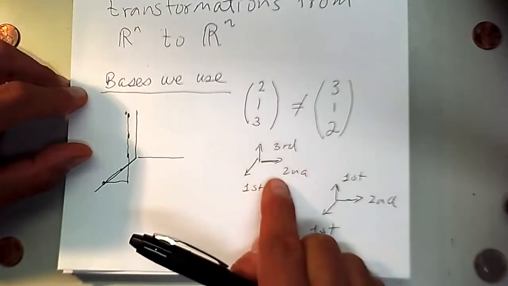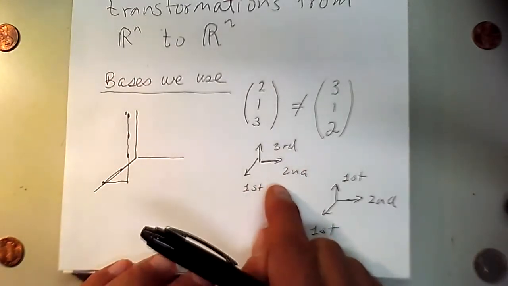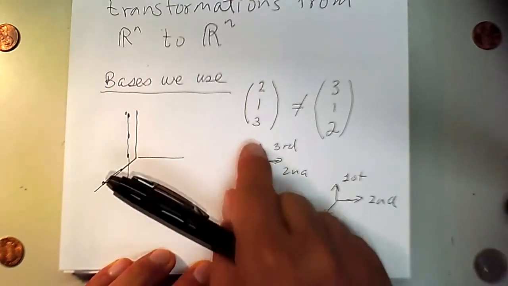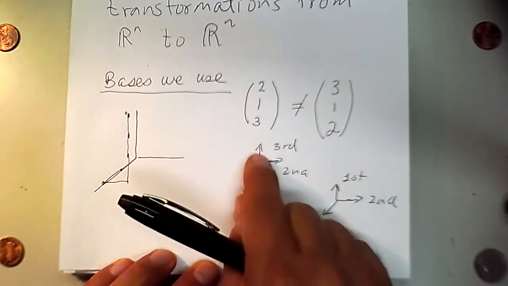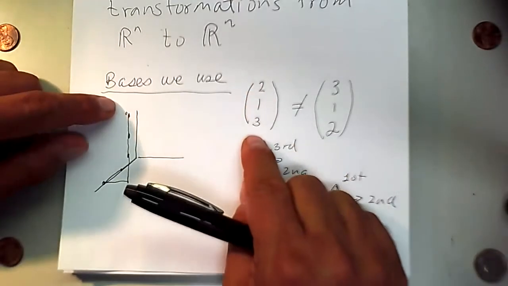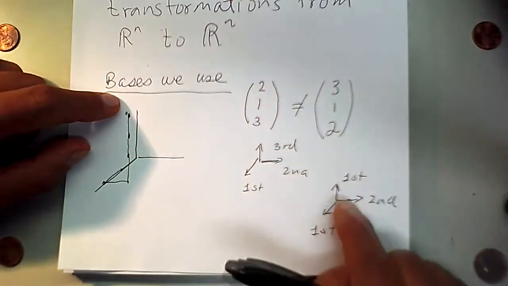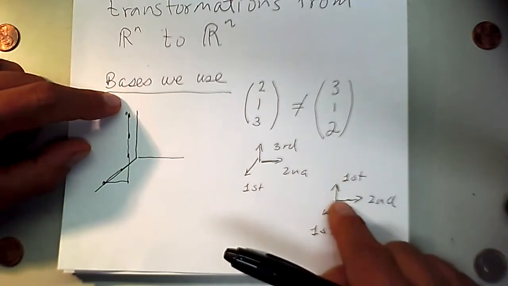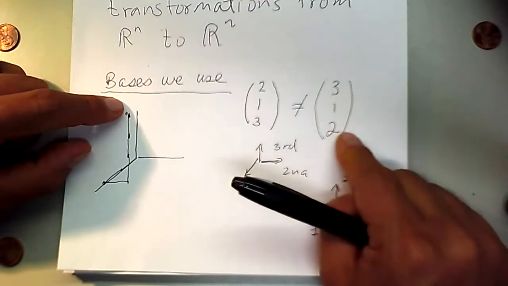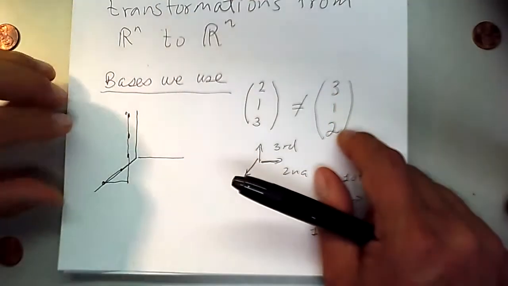Not only the vectors that we use as the basis, but in addition to that, the coordinates are dependent on the order in which we use the basis. So again, if this is first, second, and third, then this point should be written as 2, 1, 3. But if we set this to be first, second, and third, then this point should be 3, 1, 2. So there's a basis that we are using.